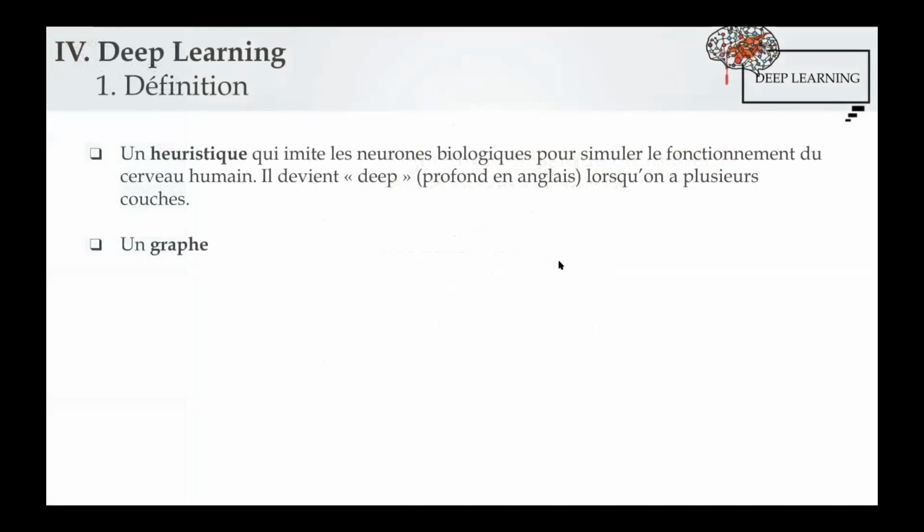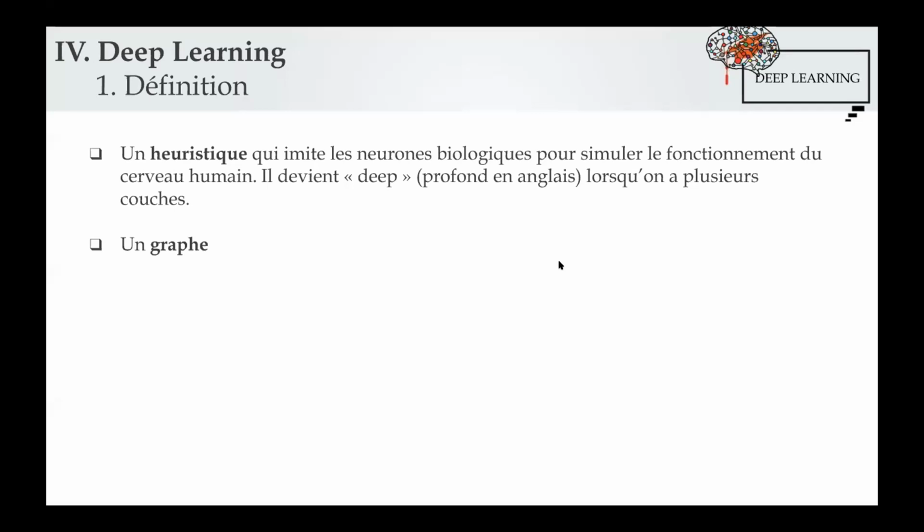Ici, c'est quoi le deep learning? Le deep learning, c'est un heuristique qui imite les neurones biologiques pour simuler le fonctionnement du cerveau humain. Donc, le deep learning essaie juste de simuler l'intelligence humaine. C'est quoi un heuristique? Un heuristique, c'est une technique de résolution de problèmes qui, comme je disais tout à l'heure, dans un espace très grand où on ne peut pas avoir une solution exacte, donne une solution approchée de celle-ci. Il y a aussi le terme méta-heuristique qui veut dire un ensemble d'heuristiques.